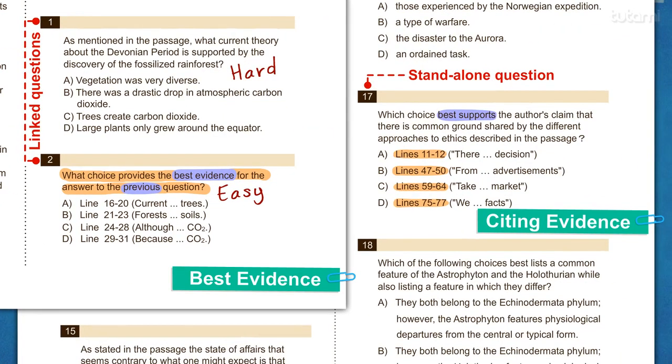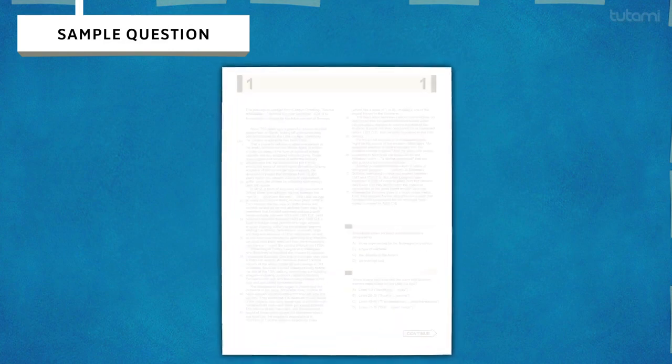But to be quite honest, from what I've seen so far, the best evidence questions actually dominate the standalone citing evidence questions in a ratio of probably 5 or 6 to 1, okay? So for every 6 or so best evidence questions you will see, you'll probably only see one citing evidence question, one with a line or one without a line. But regardless, we still need to cover this lesson as it does appear on the test.